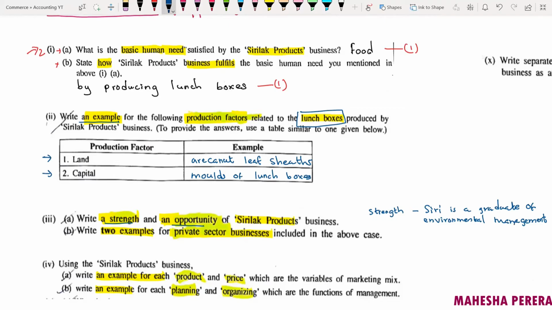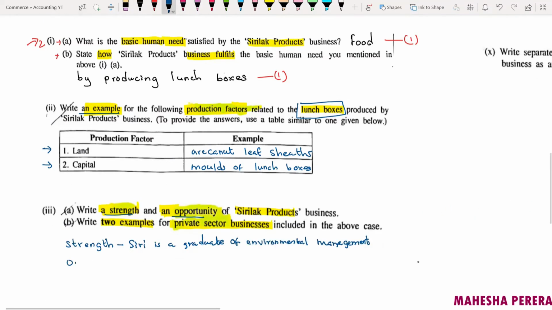But better if you can write like that. But I'm writing the exact words from the case. I just wrote the exact words from the case. And then you have to write the opportunity.